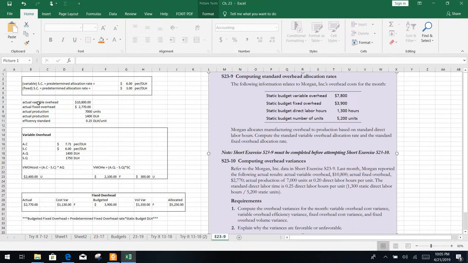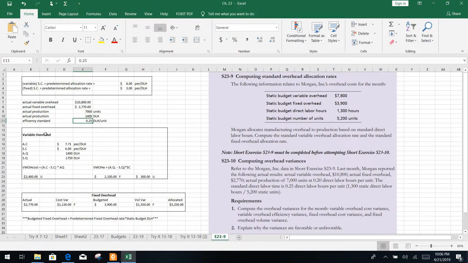So they just gave us values for the actual variable overhead, the actual fixed overhead, the actual production number of units, actual production direct labor hours, and this is actually computed by taking the 7,000 and multiplying times the direct labor hours, and so that was a computed value that I did on my own. And then the efficiency standard is also given here at 25 direct labor hours per unit. So I just broke all that out. That's not a solution, that's given in the problem, but we need that to solve the variable overhead.